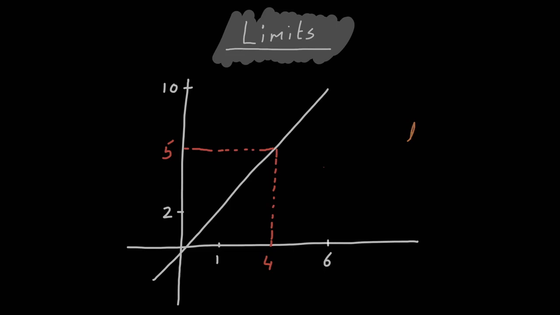So what is limits? Limits is simply as x approaches 4, y approaches 5. Now approaches is the key word here. It is not what x is at 4. It is what is the value of y as x approaches 4. Let's see it from a graphical perspective.